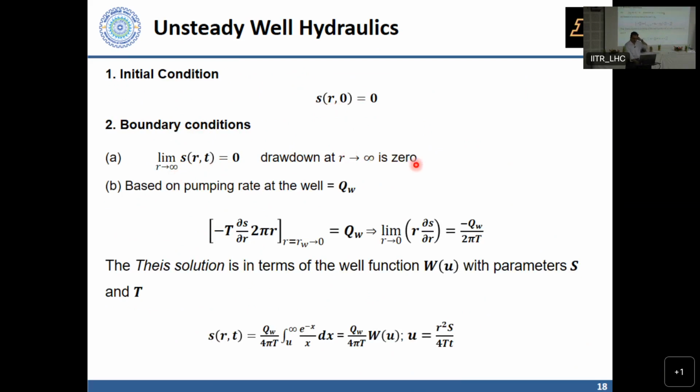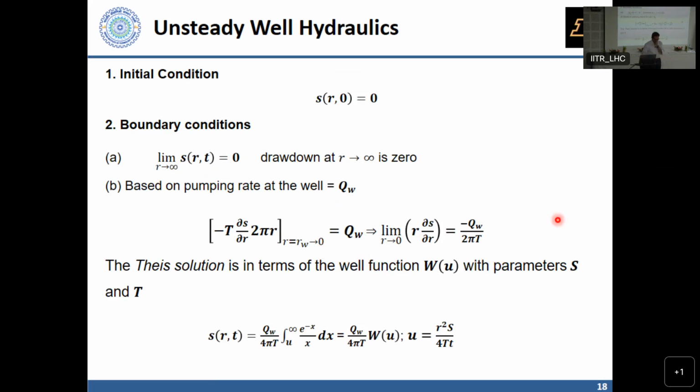That's a simpler condition. And then based on the pumping rate at the well, we will essentially have Qw, which is the pumping rate at the well. And so that becomes our other end condition, that at r equals rw, the rate at which I'm pumping, Qw, is given to me. So I'll use that as my condition. So this equation with these conditions is not straightforward to solve, requires a little bit of work.